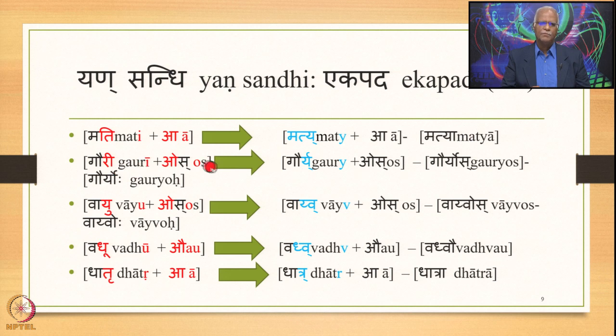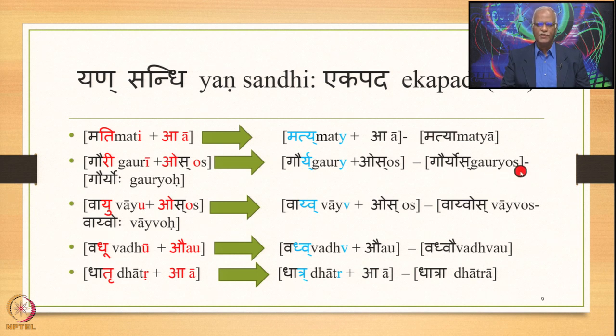Similarly, we have Gauri plus os. This is the shashti dvivachana or genitive dual of the feminine word Gauri. Here there is long e followed by o. Long e is part of ik, o is part of ach. So this ach comes immediately after this long e, which is ik. And then this ik gets substituted by yan after the application of eko yanachi 6177. So we have Gauriya plus os. We join it together and we get the form Gauriyos.